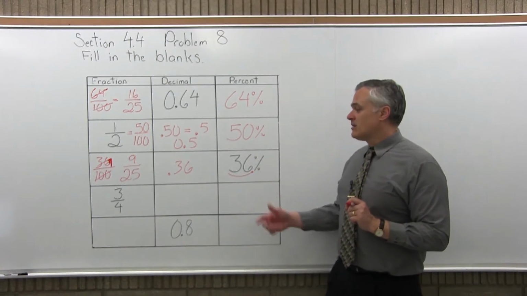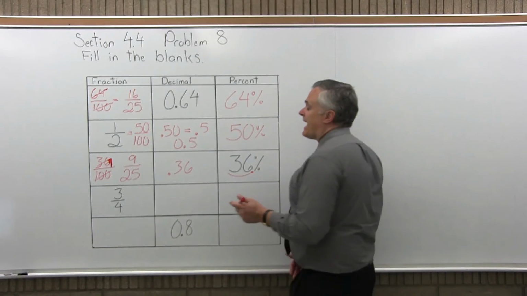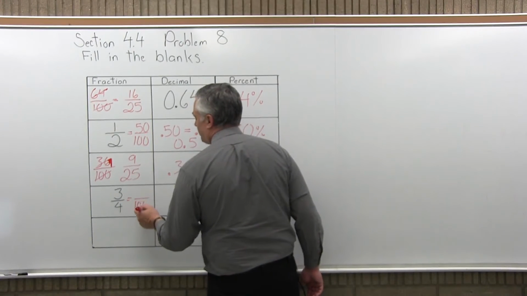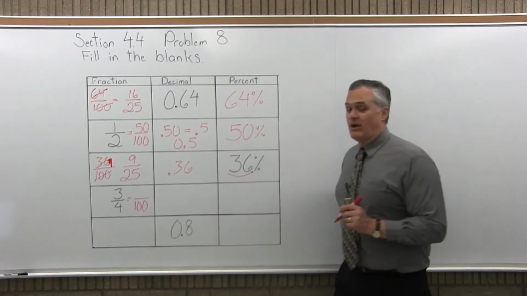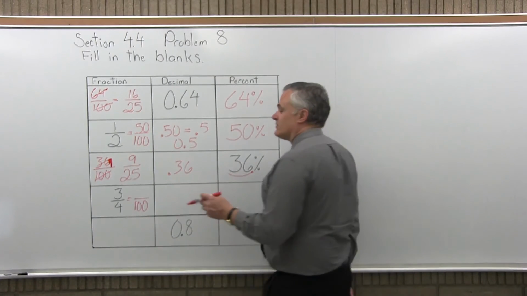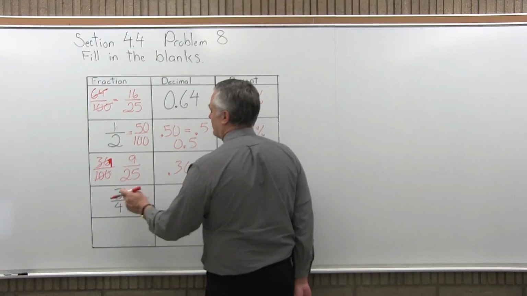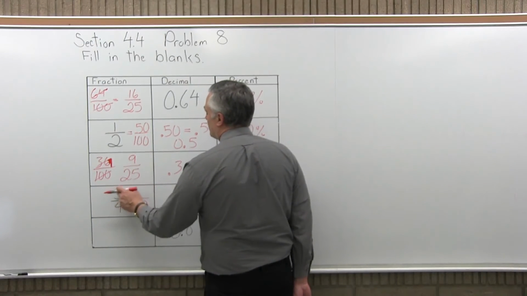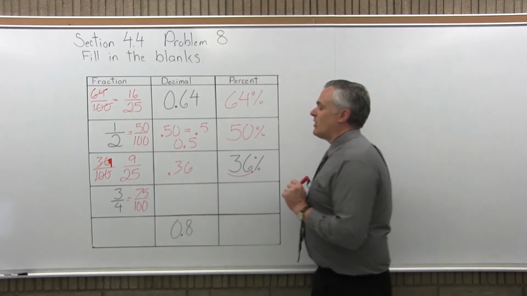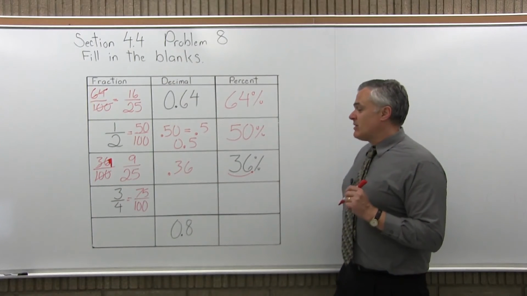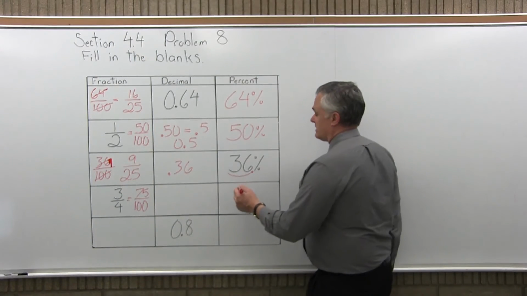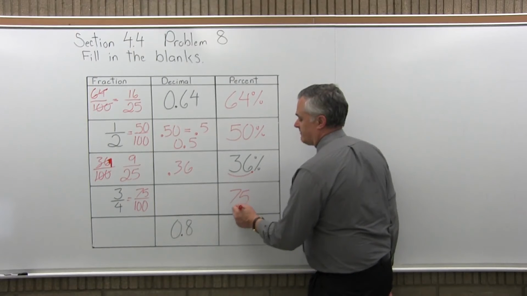So the next one, 3/4. Make that a decimal, make it a percent. Now, I have a denominator, and I'm going to ask myself, is there something I can multiply times the denominator, a whole number, to turn it into a 100? Absolutely. The denominator is 4. 4 times 25 is 100. So the top also times 25. 3 times 25 is 75. So now that I have a denominator of 100, the percent is whatever the numerator is. The numerator is 75, so 75%.